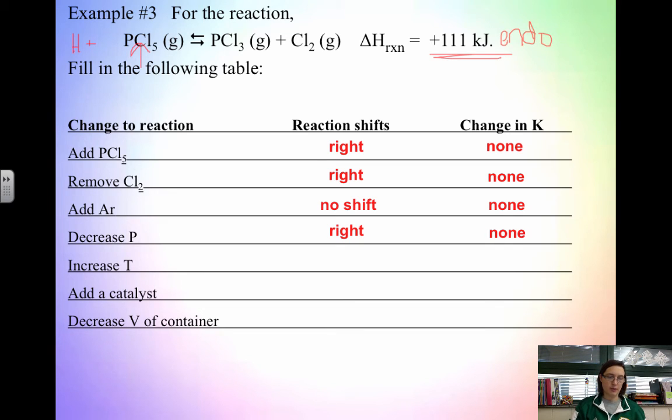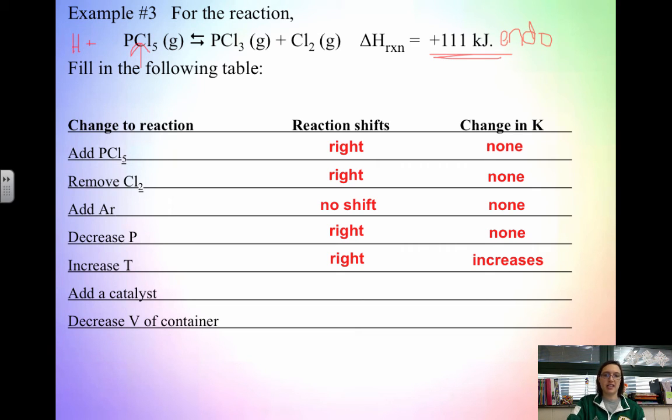Now we increase the temperature. That means we're adding heat to the reactant side. We have too much reactant now. So because we have too much reactant, we need to use that up, so it's going to shift to the right. Now, because this is an endothermic reaction and we're increasing the temperature, we have too much reactant, which means it's going to shift to make more product, which means in your KEQ, you now have more products on top than reactants on bottom, so your K is going to increase.